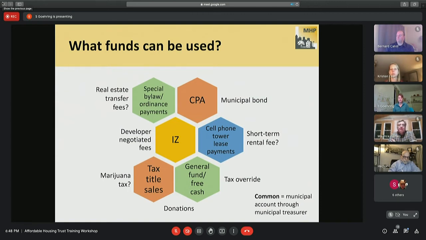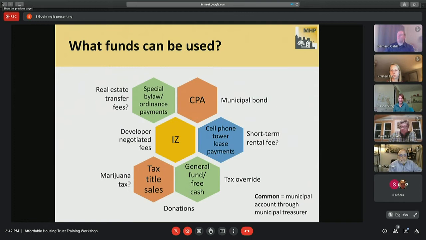We also have communities that have inclusionary zoning, and their bylaw may allow an in lieu of payment, and those funds are oftentimes directed to their housing trust. Swampscott is an example of that. We have communities that have transferred free cash, so funds from their general fund to their housing trust. Brookline and Truro are examples of communities that do that. We have some communities that may use income from tax title sales to support their trust, or like Chelsea, they've actually transferred tax title properties to their housing trust to dispose of for affordable housing.